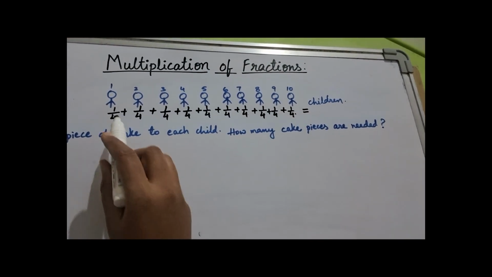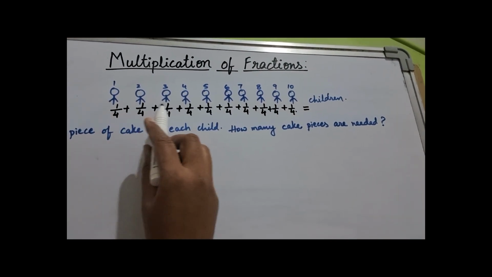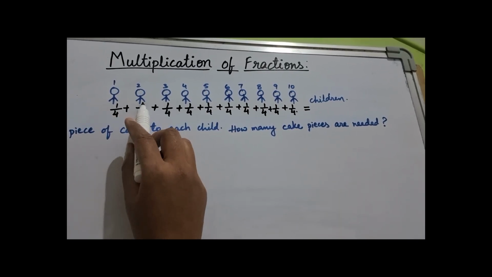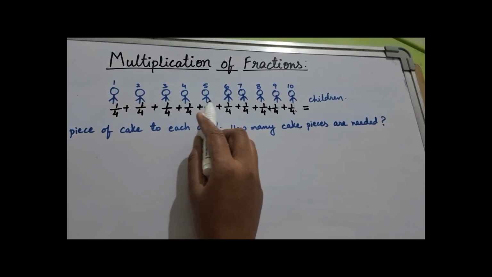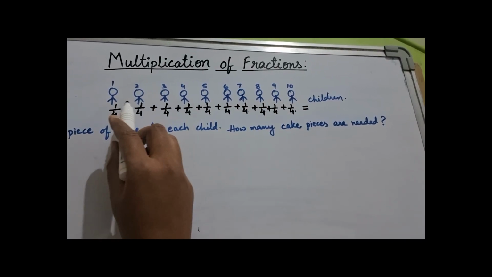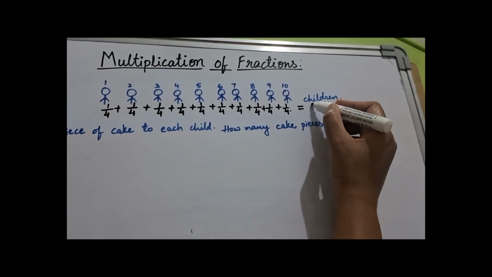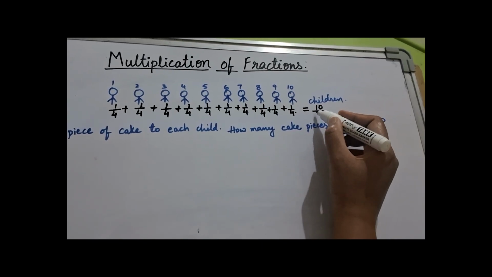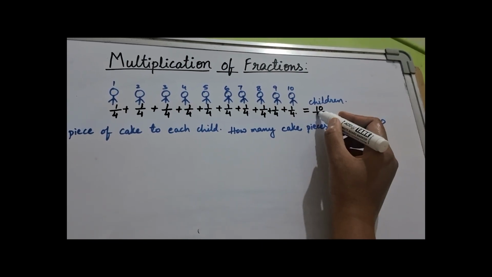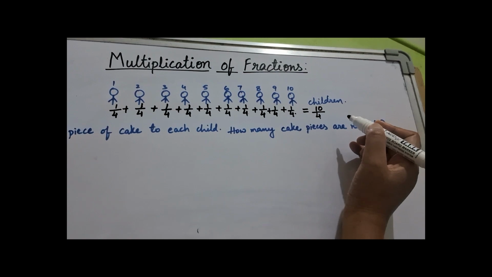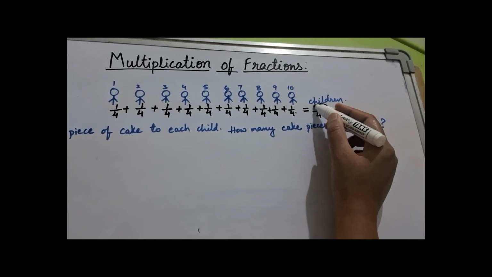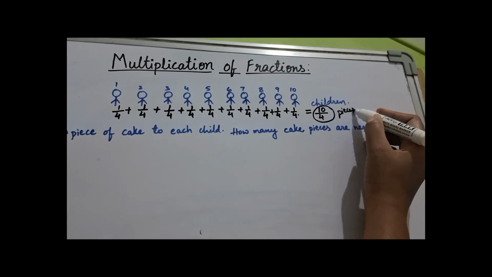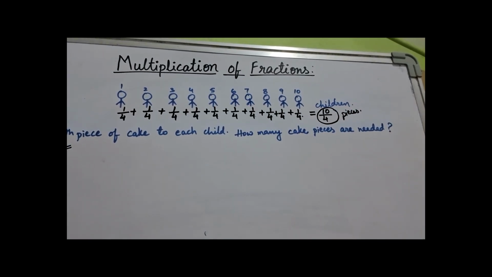That is, we just need to add all the numerators. 1 plus 1 plus 1 plus, like that if you add all the numerators, we will get 10. Okay, 10 out of the denominator being the same number 4. Okay children, so I need 10 by 4 pieces of cake to distribute to these children.